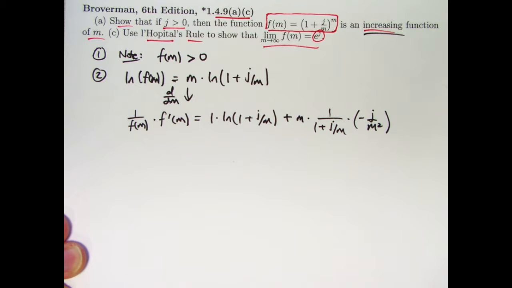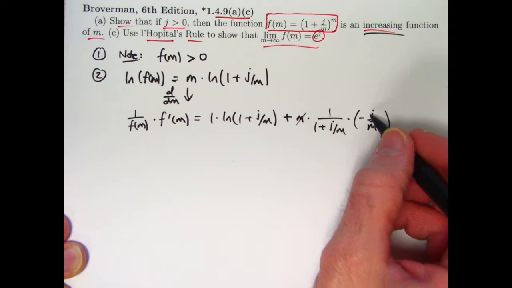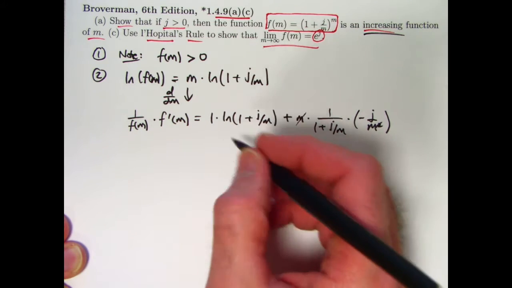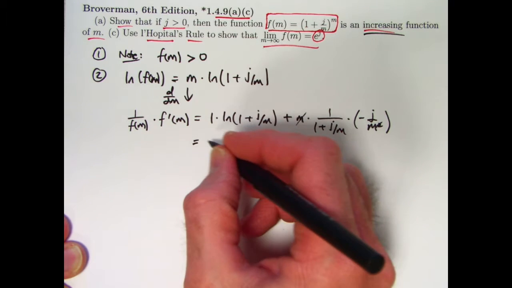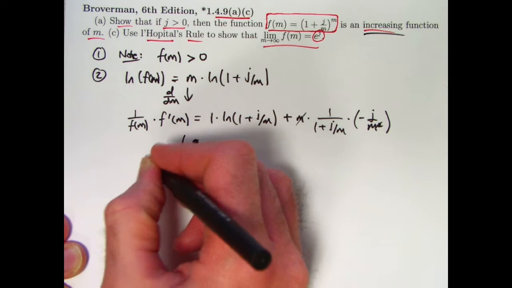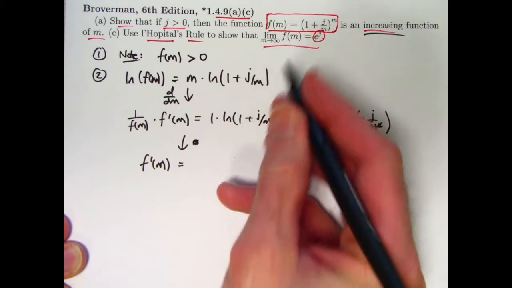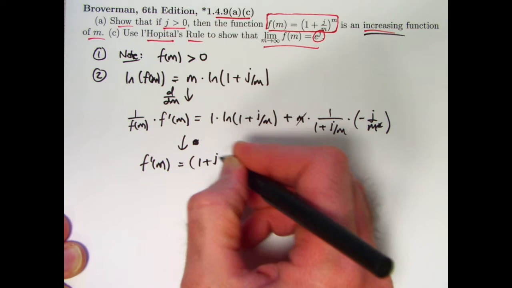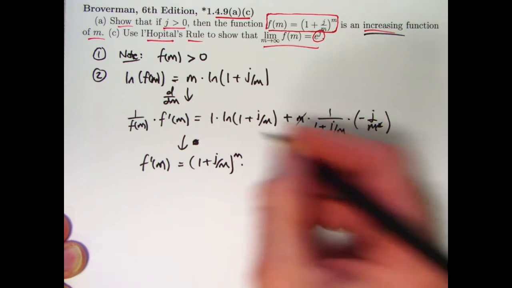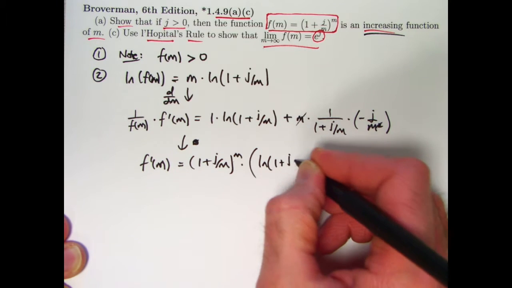All right, let's see. I think it's helpful to do a little bit of simplification here. For example, this m can cancel with one of those. I'm also going to bring the negative j over m up into the top and maybe the negative sign out in front. Now I'm going to multiply both sides by f of m. So f prime of m is f of m, which is the original function, times this whole thing here. I'll put it in parentheses like this.